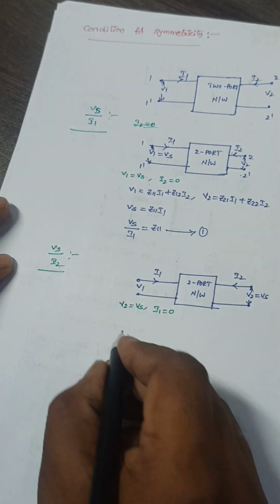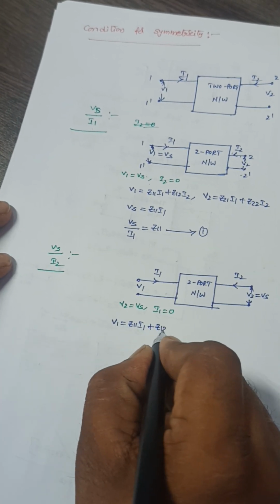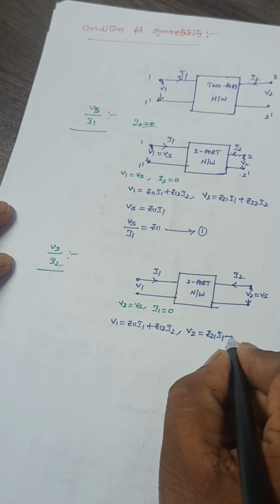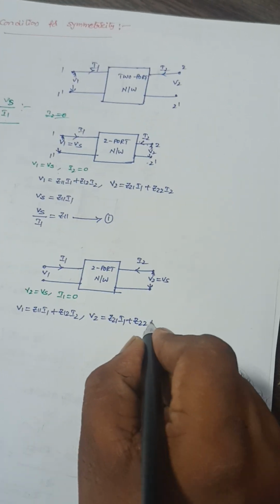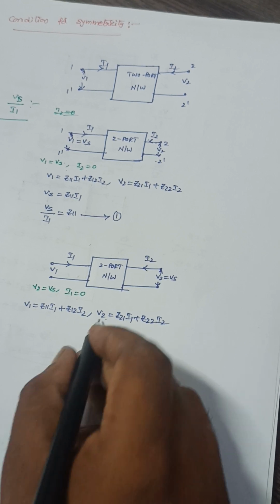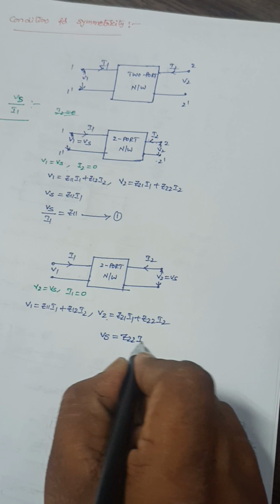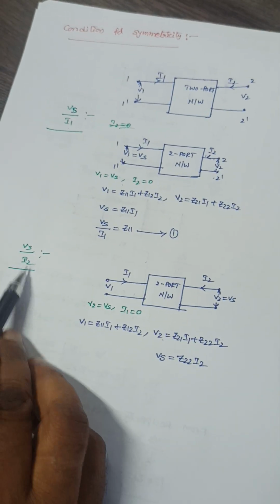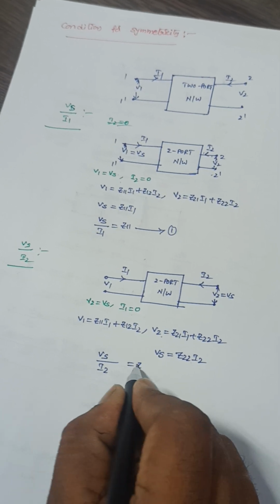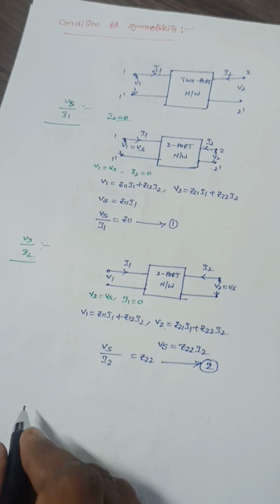So use the same expressions here. V1 is equal to Z11 I1 plus Z12 I2. V2 is equal to Z21 I1 plus Z22 I2. If I substitute I1 is equal to 0 and V2 is equal to Vs, this expression will become Vs is equal to Z22 into I2. Now Vs by I2 is equal to Z22. Let us represent this equation as 2.